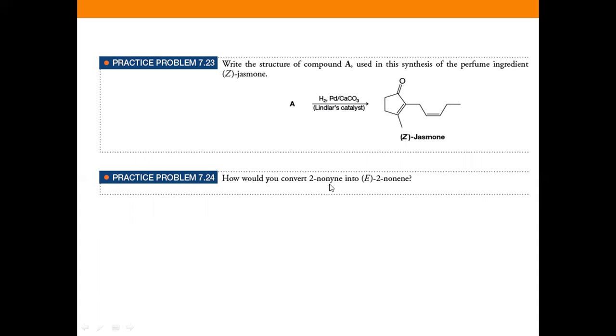How would you convert 2-nonyne into E-2-nonene? So this one is E. What's that? Is it trans or cis? Anyone?